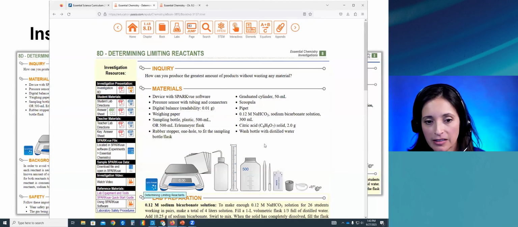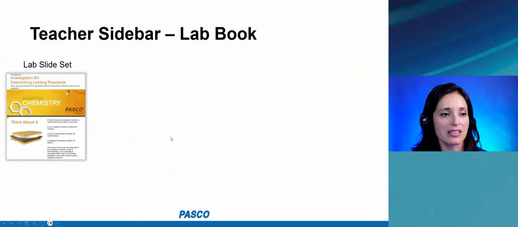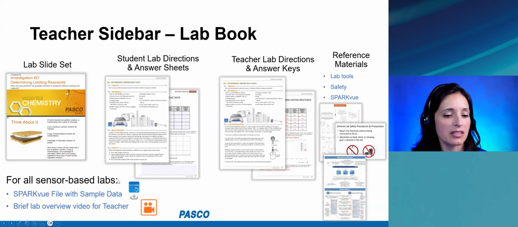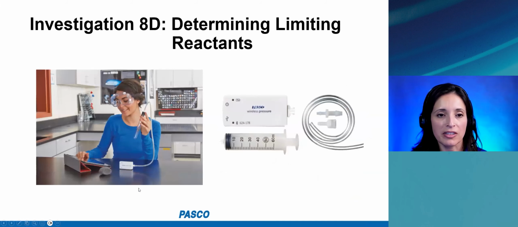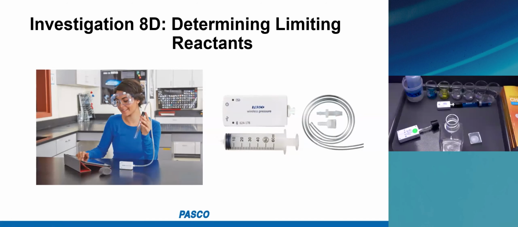Okay, let's look at this lab, determining limiting reactants. Let me see if there's anything else I should go over. We talked about the slide set and the answer sheet and the reference materials and the sample data and the video. Now let's look at the lab, determining limiting reactants. So here's a stoichiometry lab. I'm going to switch to my lab setup here that Heidi has helped me get ready.